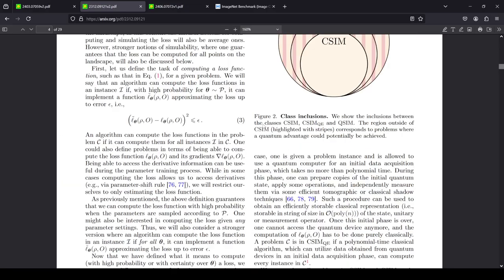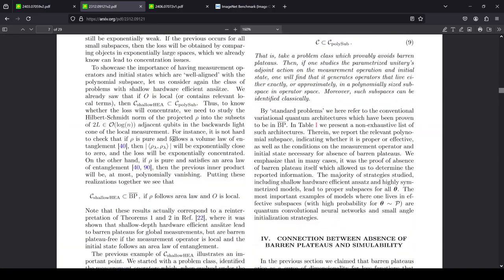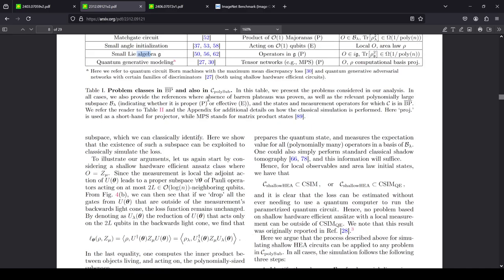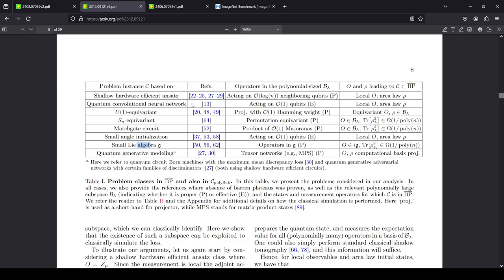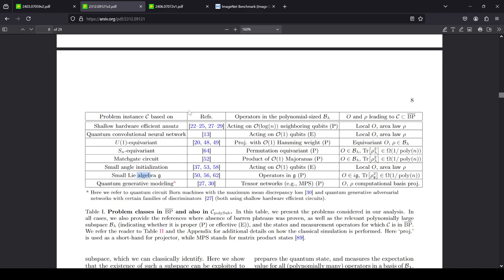There's lots of theory here. For all of these specific approaches used to avoid the barren plateau problem or other trainability problems, what they say is that there's a way to make them efficiently simulatable. Really what they do is show that this class of problems is efficiently simulatable, and you can map all of them to this class.